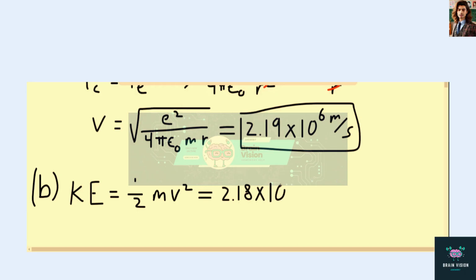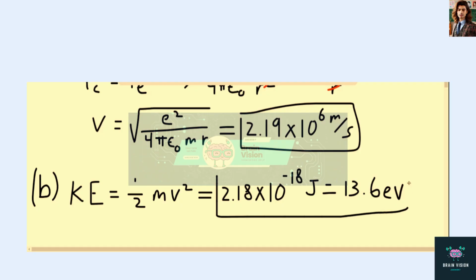Since the energy of atoms is normally written in electron volts, we can convert this from joules to electron volts. And this gives us 13.6 electron volts, which just happens to be the ground state energy of the hydrogen atom. So that's a nice little check that we did this correctly. We can box both of those in as the solution for part B.